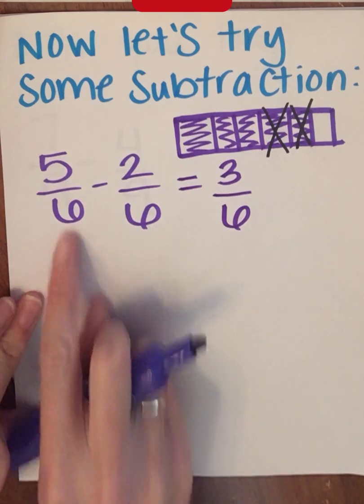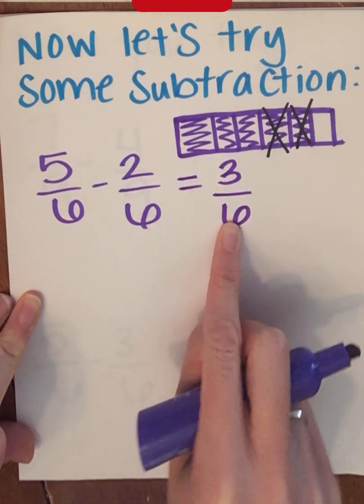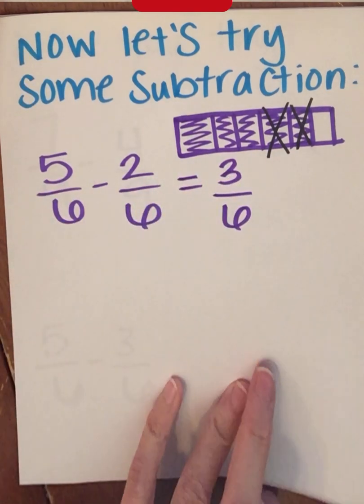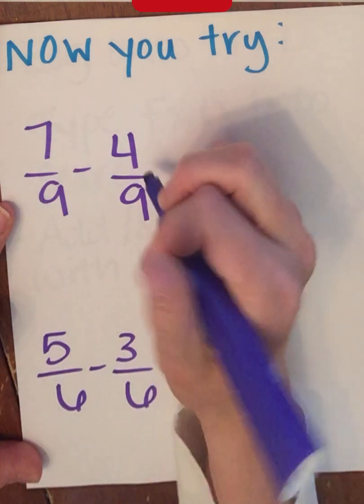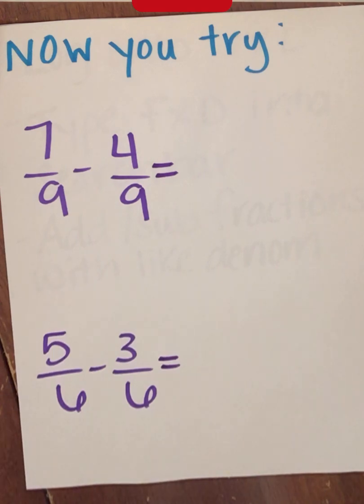Now, if you notice, I didn't change anything across the bottom. My denominator stayed the same. I just subtracted 5 minus 2, and that gave me the answer of 3. All right, now you try. I have a couple of problems here for you to try. I want you to take just a moment and solve these on your own.